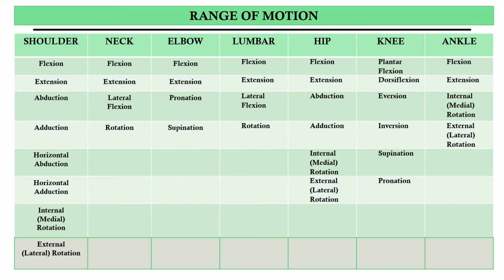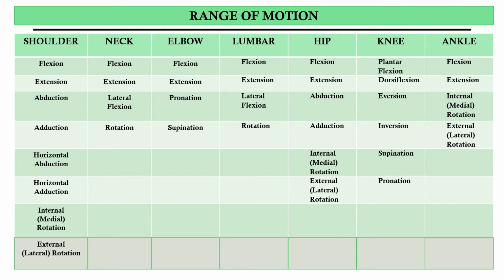There are 3 types of range of motion: the active range of motion, passive range of motion, and the resisted range of motion. For the shoulder range of motion, you should learn all these movements so that you will be able to perform or show to your client the movements. The shoulder movements are flexion, extension, abduction, adduction, horizontal abduction, horizontal adduction, internal or medial rotation, external or lateral rotation.